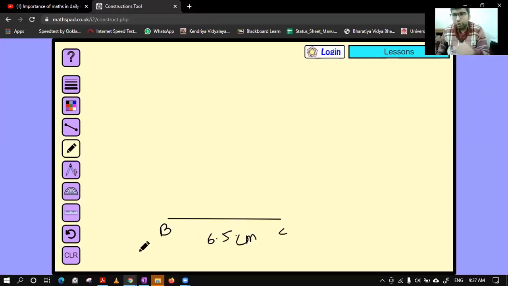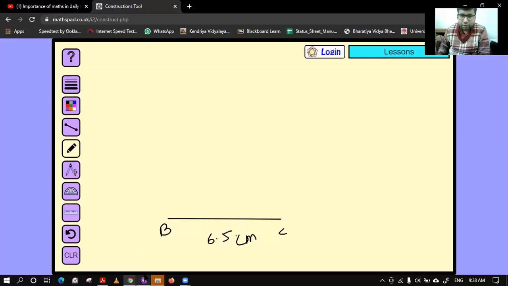Sir, I know how to make 110-degree angle. Very good, Lavya. Soon I will discuss in the class, okay? But today we will do it with protractor. Now we have got BC equal to 6.5 centimeter. Okay. Lavya, if you can send me on your own way, that would be better.